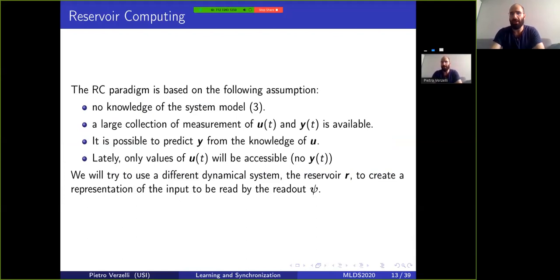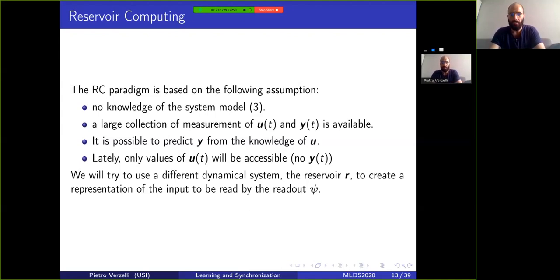But what we need is a large collection of measurements of U and of Y, so of the measurement of the target, and they must be available, because we need big data to compute it. And it must be possible to predict Y from U. Maybe not point by point, but the whole history of U must encode enough information to predict the whole history of Y. That's the assumption we are making.